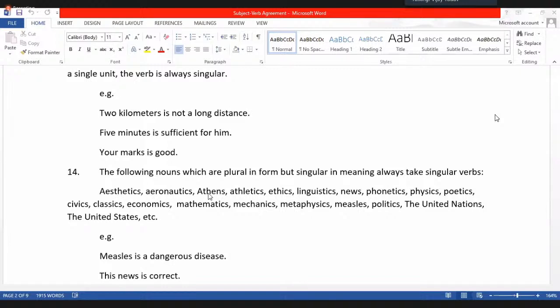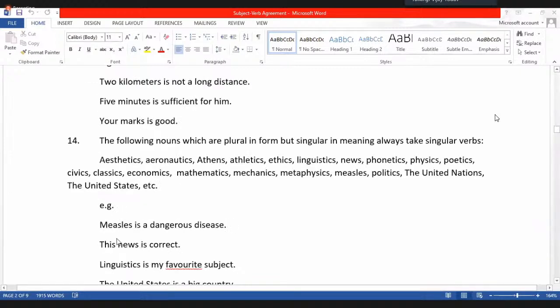Aesthetics, aeronautics, Athens, athletics, ethics, linguistics, news. The news is correct. Don't say the news are correct. The news. Phonetics, physics, poetics, civics, classics, economics, mathematics, mechanics, metaphysics, visuals, politics, the United Nations, the United States. So all these take a singular verb.